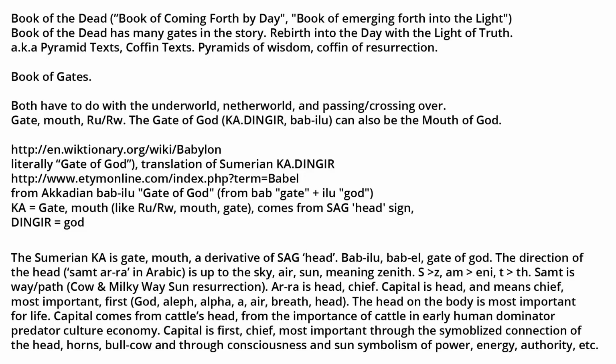So the Book of the Dead is also called the Book of Coming Forth by Day, the Book of Emerging Forth into the Light. The Book of the Dead has many gates in the story. And the gates are related to some that have 12 gates or 15 or 17. It has to do with the Zodiac, essentially. The 12 gates, the 12 signs. It has to do with self-knowledge and overcoming our demons. There's demons at the front of the gates.